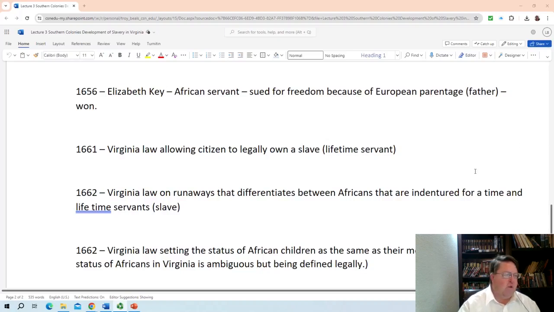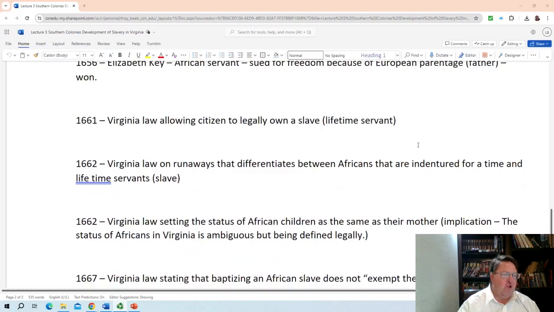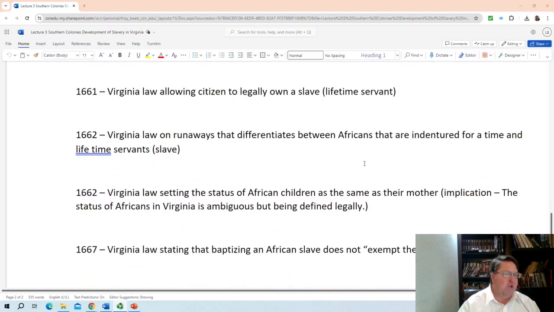In 1661, the Virginia Colonial Legislature, the House of Burgesses, finally gets around to making a law on it, allowing a citizen to legally own a lifetime servant. And so, what do you notice that's interesting? There have already been decades of the courts, case by case, adjudicating an individual's status, right? Sentencing you to lifetime servitude.